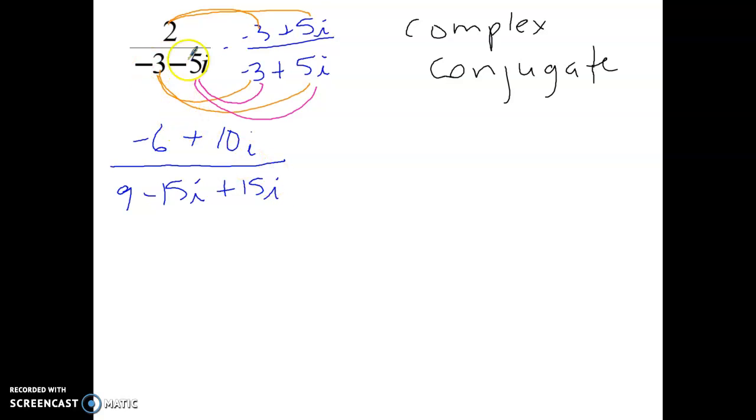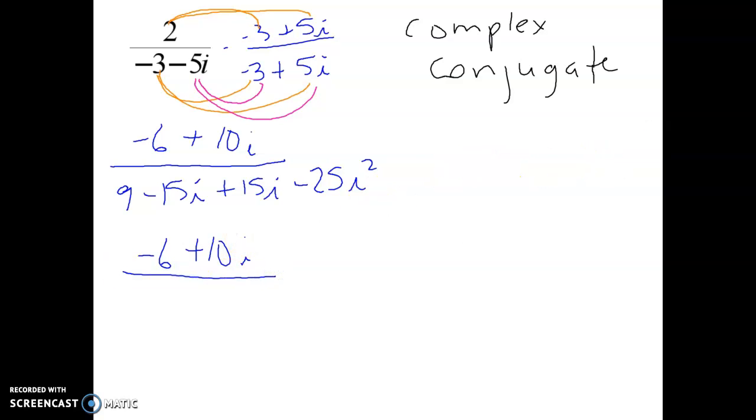And the last times the last, negative 5i times positive 5i. Well, negative times positive is a negative. 5 times 5 is 25. I times I is I squared. Okay, let's see what we can do to simplify that. In the numerator, can I add the negative 6 and the 10i together? No, I cannot. Those are not like terms. So we're just going to write them both down.